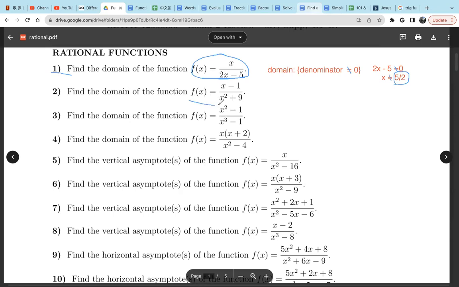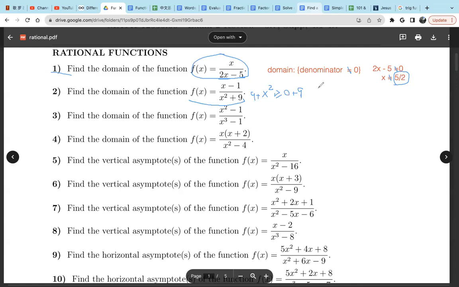Okay, let's see the second one. The denominator is x squared plus 9. Will this ever be 0 in the real number world? Well, in the real number world, x squared is at least 0, which means x squared is greater than or equal to 0. Then add 9 on both sides, that means the denominator is at least 9. So it will never be 0. So what is its domain? Its domain is all real numbers.